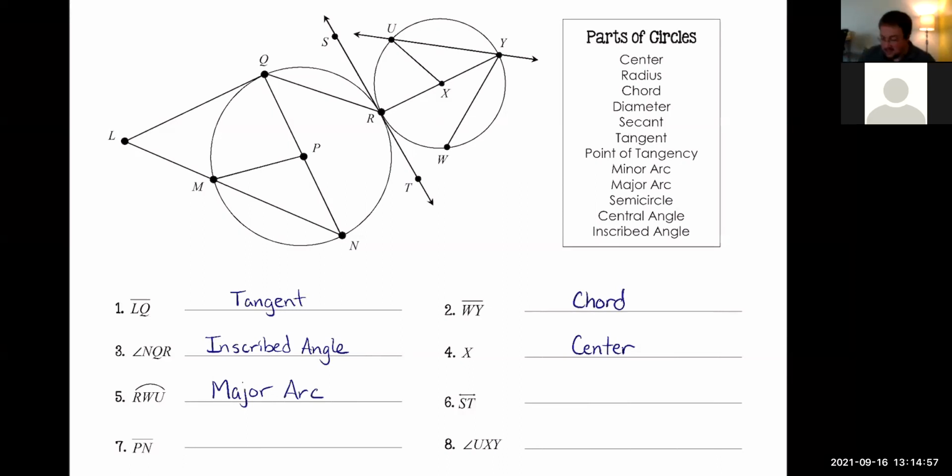What about line ST? Point of tangent. Careful, there is a point of tangency on that line because this line is a tangent. So there is a point of tangency at R, and very interestingly enough, it's on both circles, so that's rather unique. But the line itself would be referred to as the tangent.